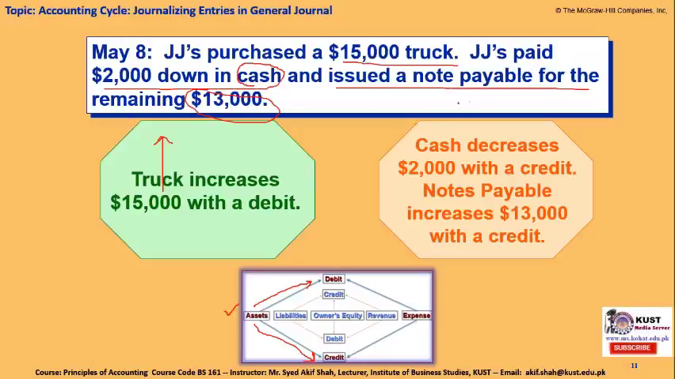And then the company subsequently issued notes payable for the remaining amount. Therefore, the liability of the company, which is notes payable, will increase. And the rule for liability states that when there is an increase in the liability, it must be a credit entry. So truck increases with 15,000 as a debit entry. Cash decreases with a 2,000 credit entry. And then the third account, notes payable, is going to have a credit entry, because the rule states that the company liability has been increased. So we have to give a credit entry for this.